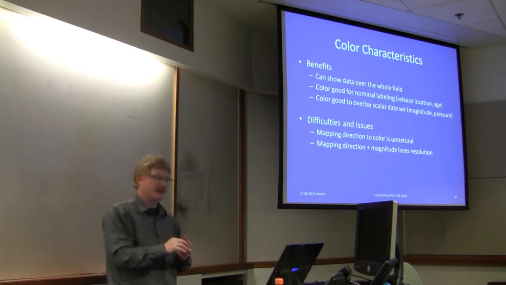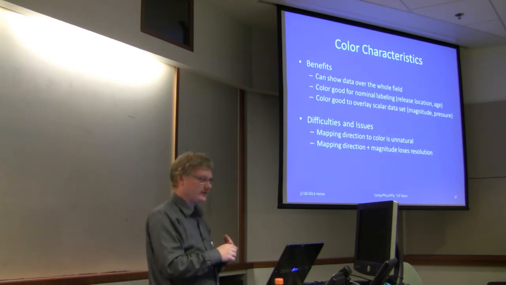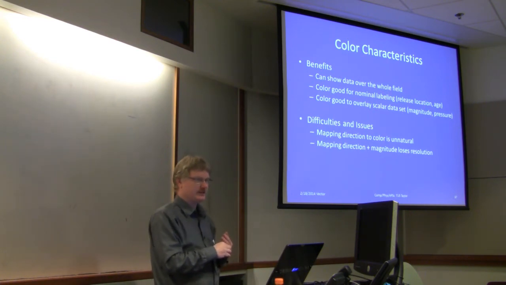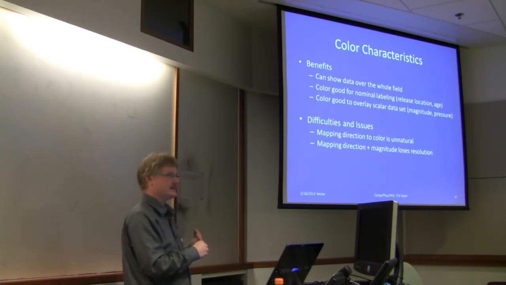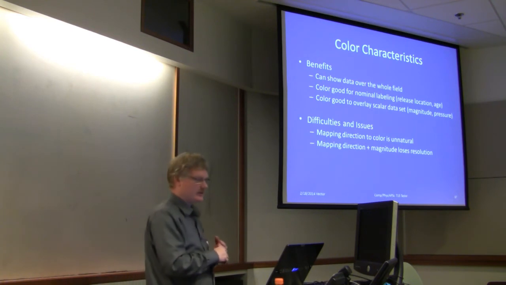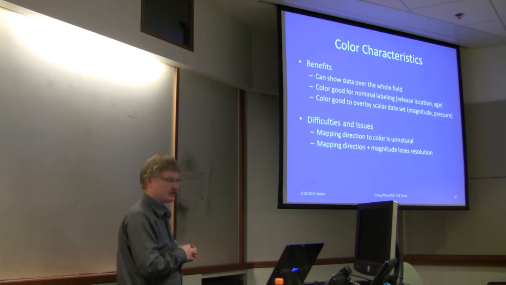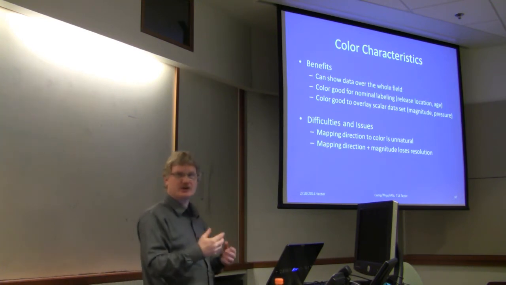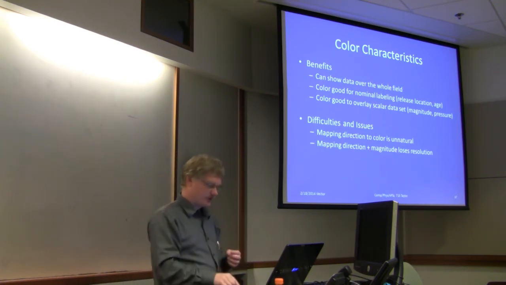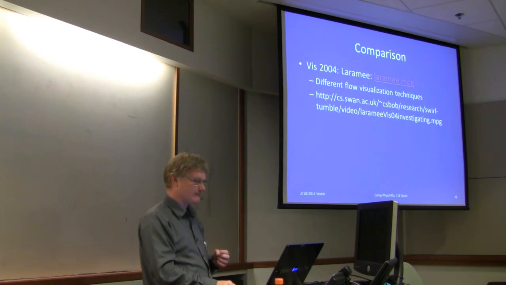All right, so color benefits. There's the kind of chimera that says you can show data over the whole field, but it's not so good to see what that data is at any location in the field. It can be good for nominal labeling, release location or age. And it's good to overlay a scalar field, magnitude or pressure, on the data set, but not what you want to use for the main display.